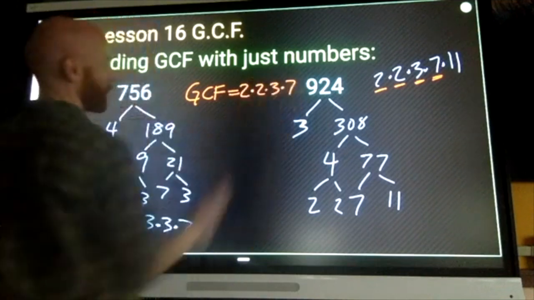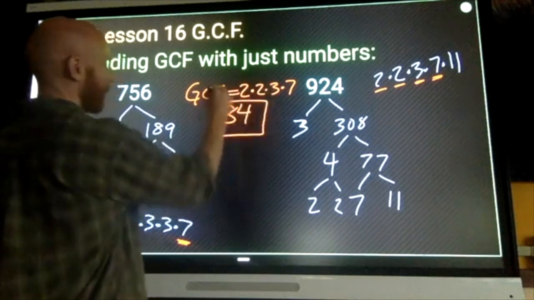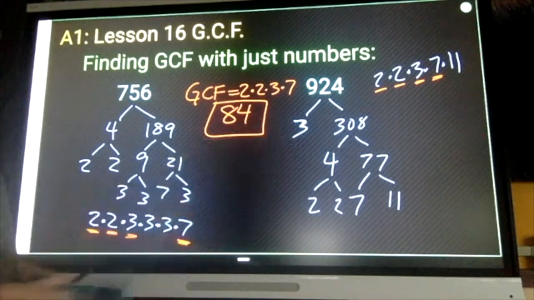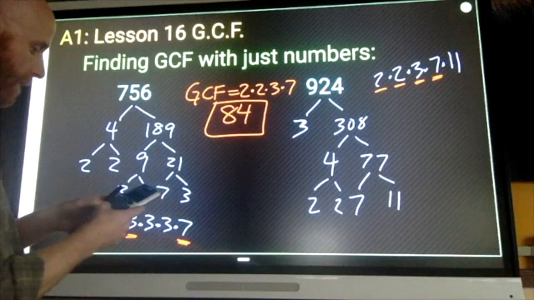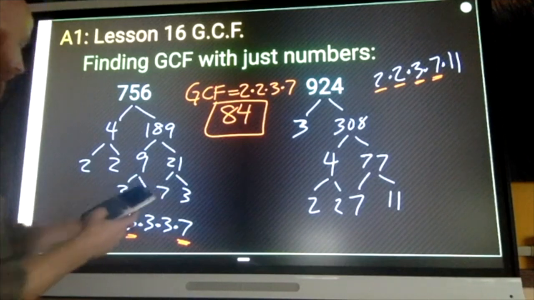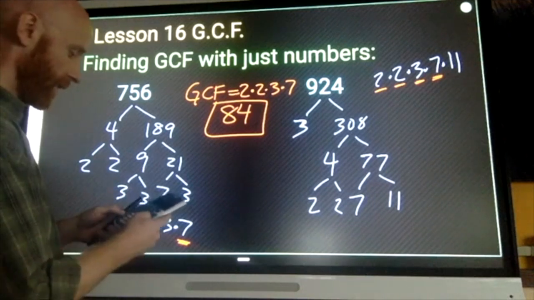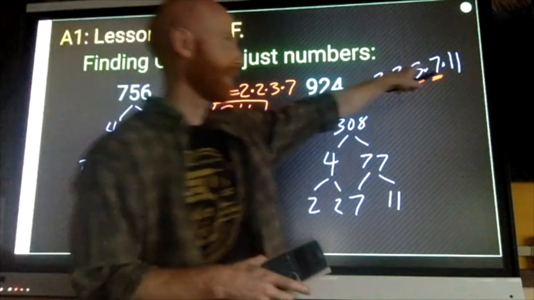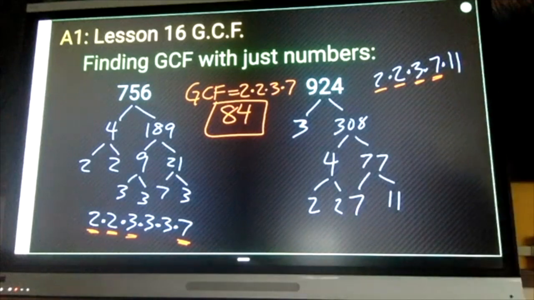All right, multiply that back together. 21, 42, 84. 84 divides both of those. You could double check it using a calculator. 756 divided by 84 is 9, and that'll be those two threes left over, right? And 924 divided by 84 is 11, right? That's that 11 left over, okay? So that's one way to find GCF.